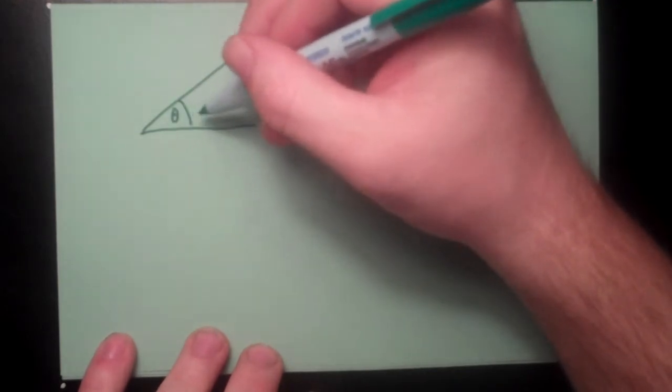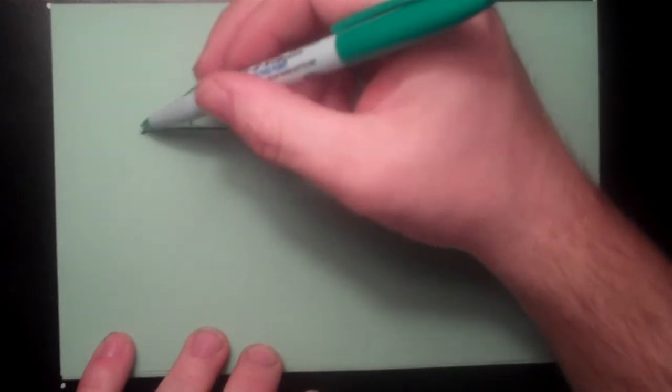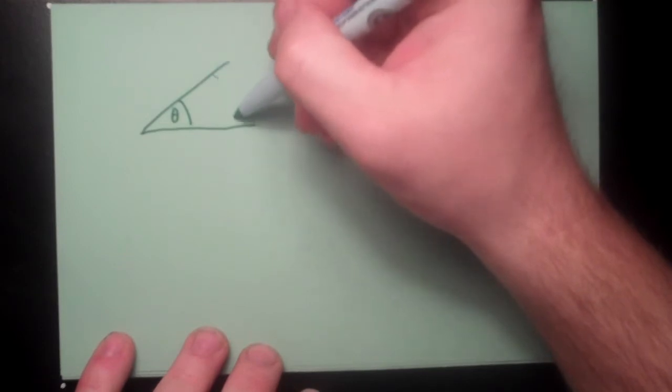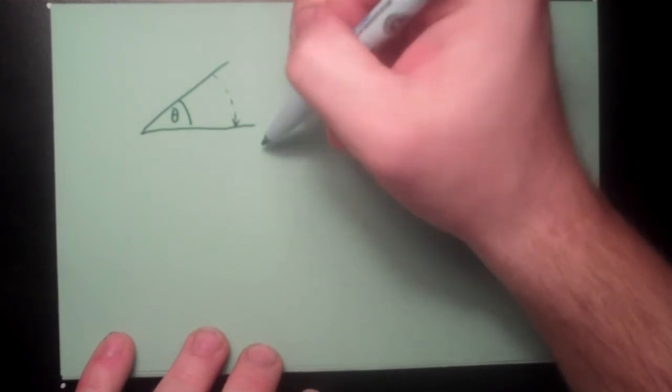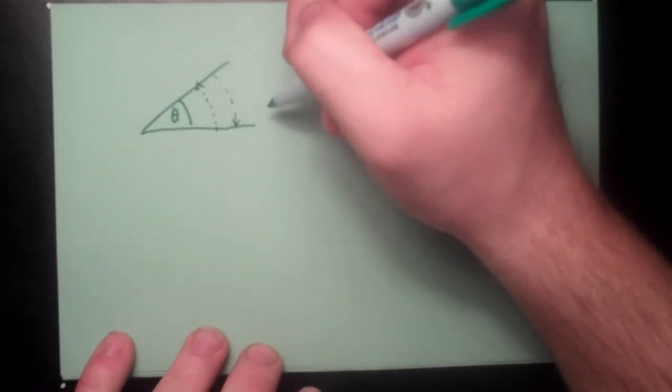Okay. So to measure this angle, you get out your protractor, you put the center right here, and then where would you start? You might start here and measure from here to there. Or you could start from here and measure up to there. That would work too. Okay.